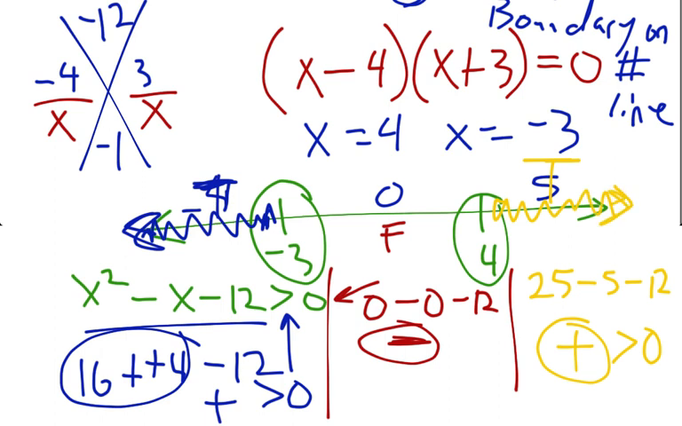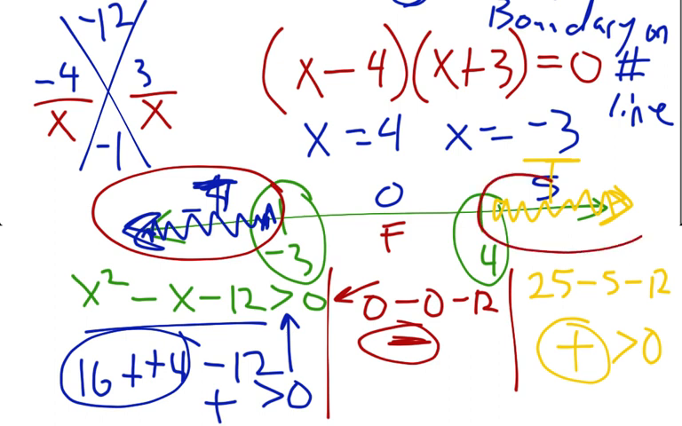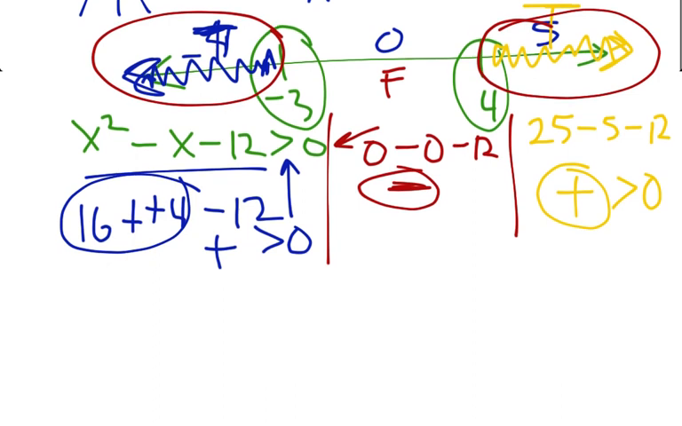So what that means is your answers are where I have shaded. To the left of negative 3, to the right of 4. Now we just have to learn how to write it. We write that as a set. Well, there's two ways I can write it. I can say, okay, well, x is everything smaller than negative 3, or everything x is bigger than 4. Okay, but we want to write that in a set notation.